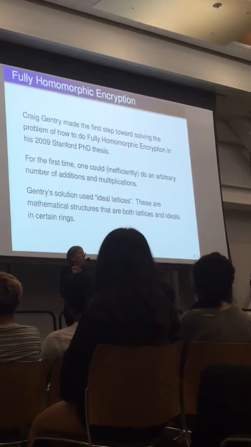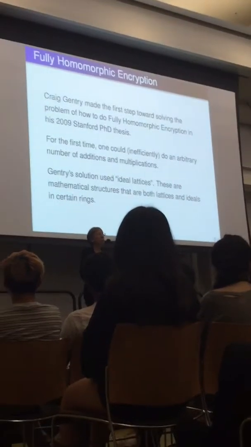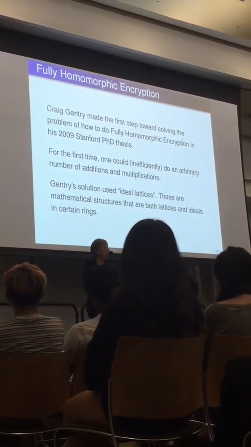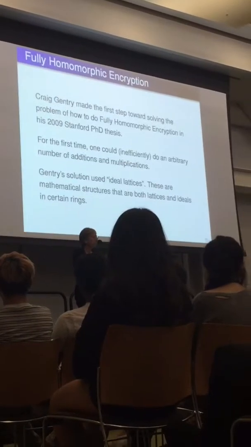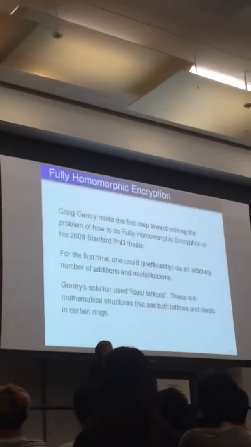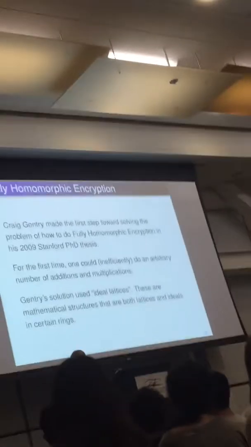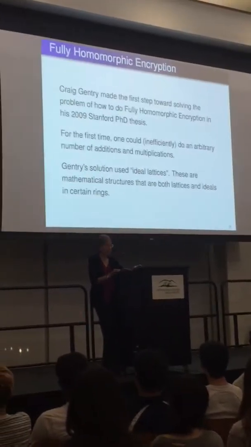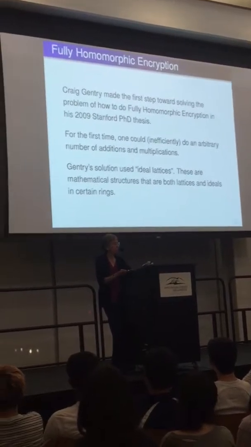So his solution was highly mathematical. It used something that some people call ideal lattices. So these are mathematical structures, and again, if you've taken an undergraduate university level course, you might have heard of ideals in rings, so that's where the word ideal is coming from. And they're also lattices, and I'll tell you a little bit more about lattices in a minute.